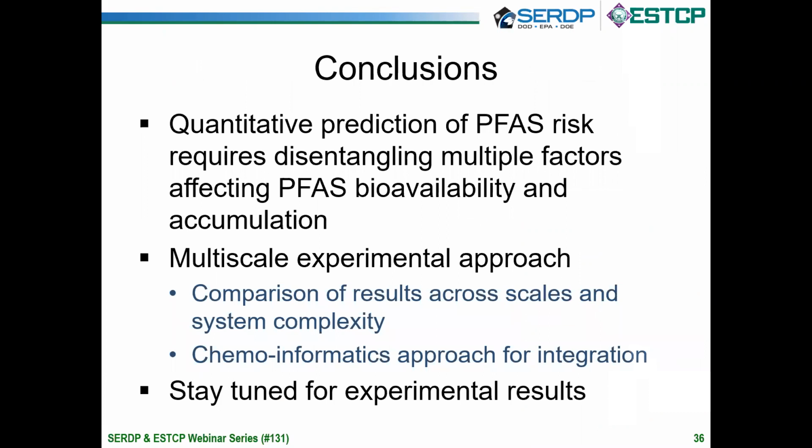So in conclusion, the quantitative prediction of PFAS risk to aquatic ecosystems requires being able to disentangle the multiple factors that affect PFAS bioavailability and accumulation. Our ongoing study takes a multi-scale experimental approach to trying to solve this, using comparison of results across scales and system complexity from controlled experiments targeting specific pathways and conditions up to the full food web of an AFFF impacted site. We'll also be using that chemoinformatics approach to help with integration. Please do stay tuned for the experimental results over the next year as they start to come in.